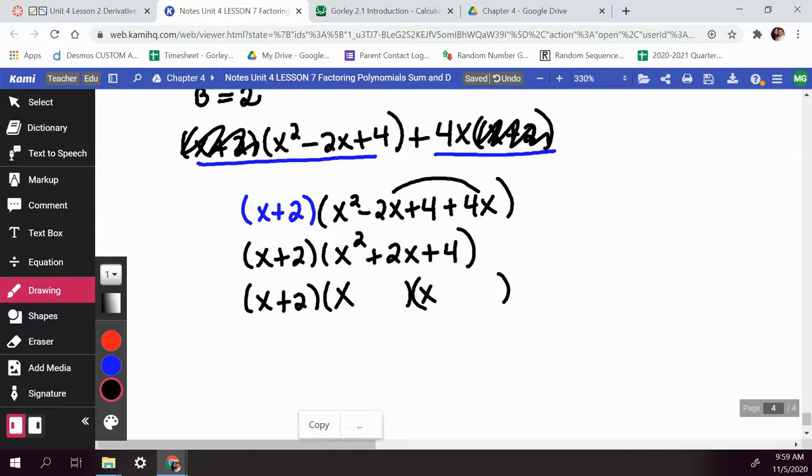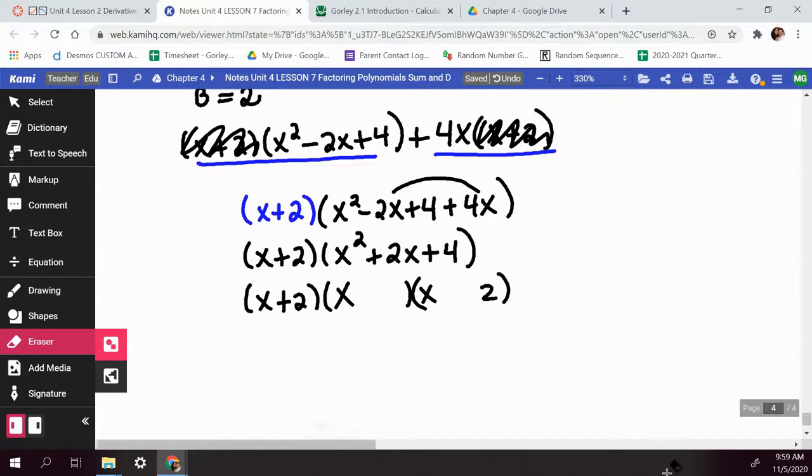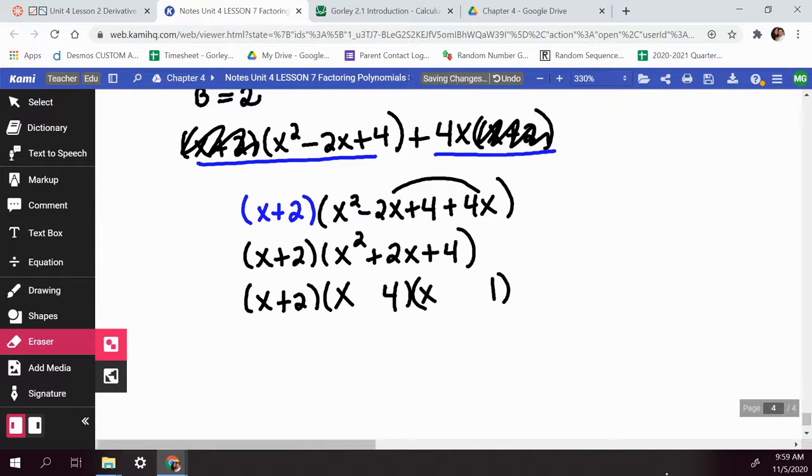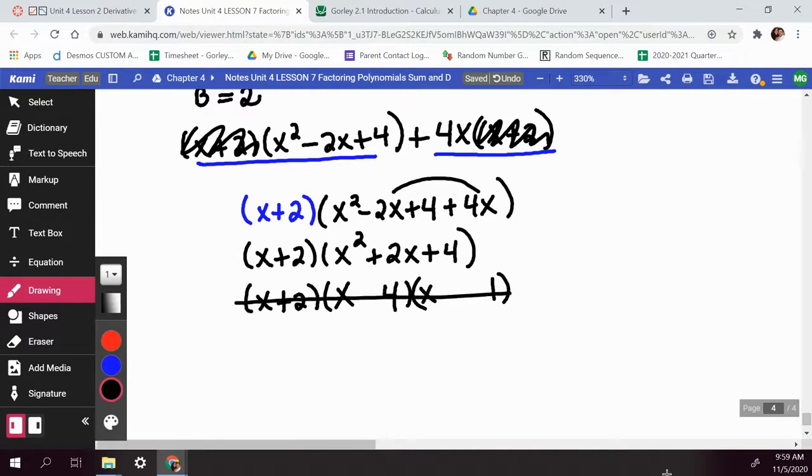Can I factor x squared plus 2x plus 4 anymore? x times x is x squared. And the only things that multiply to give me 4 would be 2 and 2, which would not give me a positive 2x in the middle, or 4 and 1, which again, that's not going to get me to a positive 2x in the middle. So that's it. I would say that the factorization is this right here.